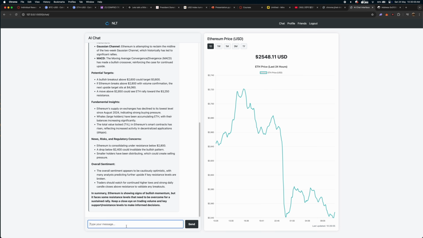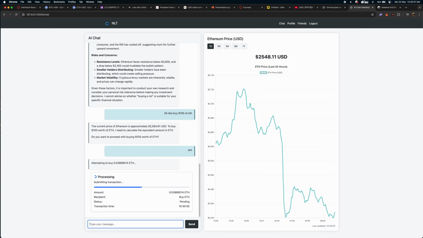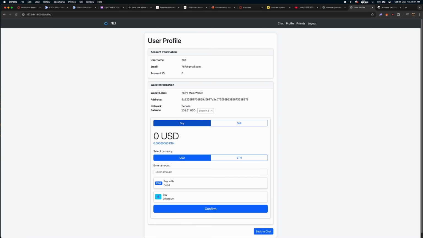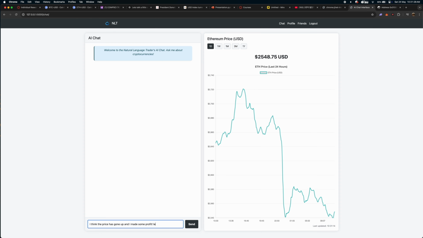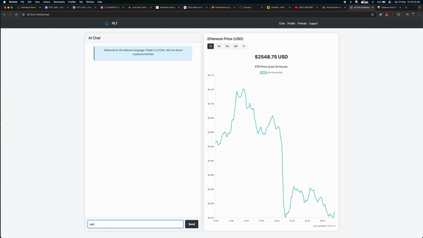I am now going to ask if this is a good buy or not. Based on his suggestions, I'm going to try to buy $100 worth of Ethereum. You can see that the transaction is successful. The process is exactly the same when selling Ethereum when you make profit. In NLT, you can easily make transactions to other users as well.